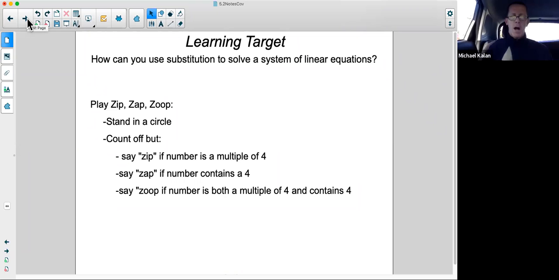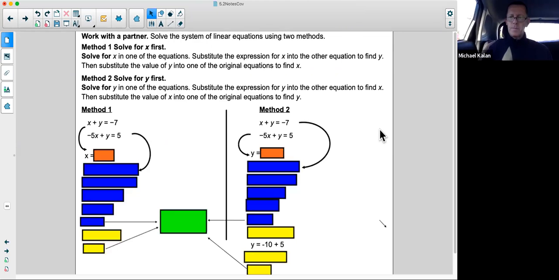Okay, onward. Work with your imaginary partner or call a friend, and you're going to solve the system of linear equations using 2 methods.